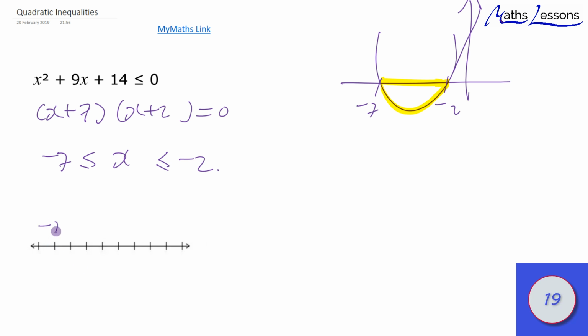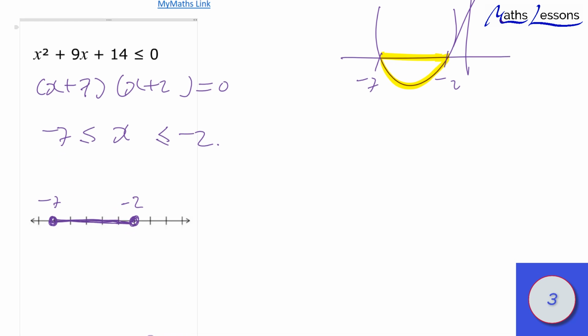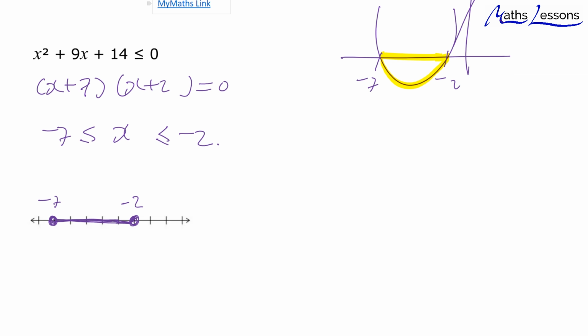So put minus 7 on a number line, fill the dot in. So 5, 4, 3, 2, we can put that on there, minus 2, and then we fill in between them. Even with explanation, you could do that in 60 seconds if you're good at factorisation. Good enough.